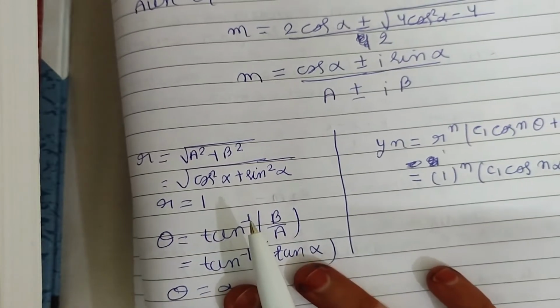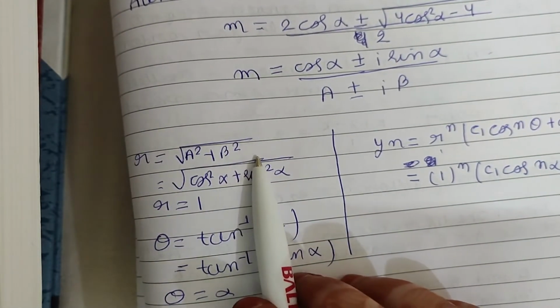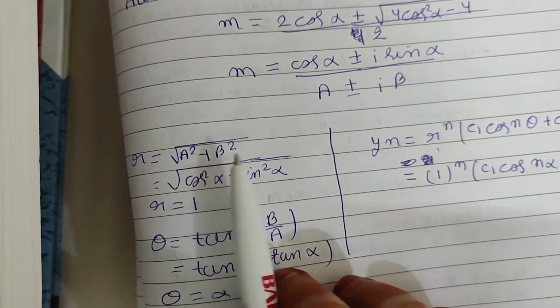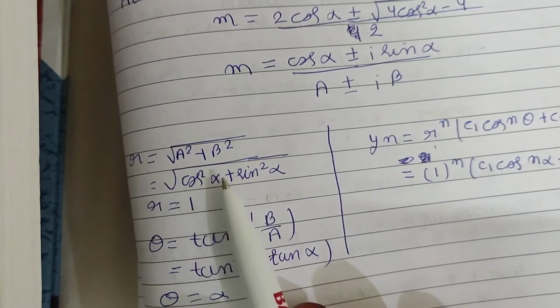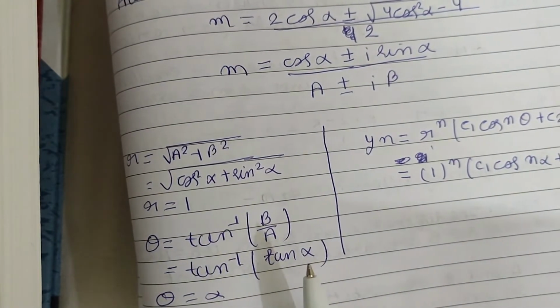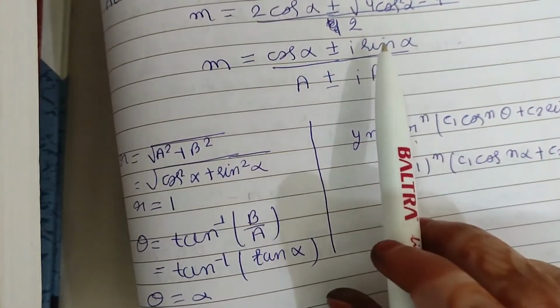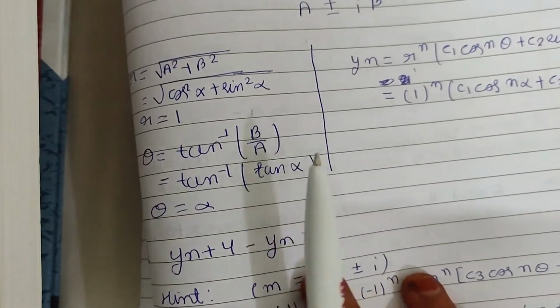So r here is the root of a square plus b square. What I have told, r should be like a square plus b square. So a here is cos alpha and b here is sin alpha. So the root of cos square alpha plus sin square alpha, that is 1. Theta should be tan inverse b by a, that is tan inverse sin alpha by cos alpha, which is tan alpha. So theta equals alpha.